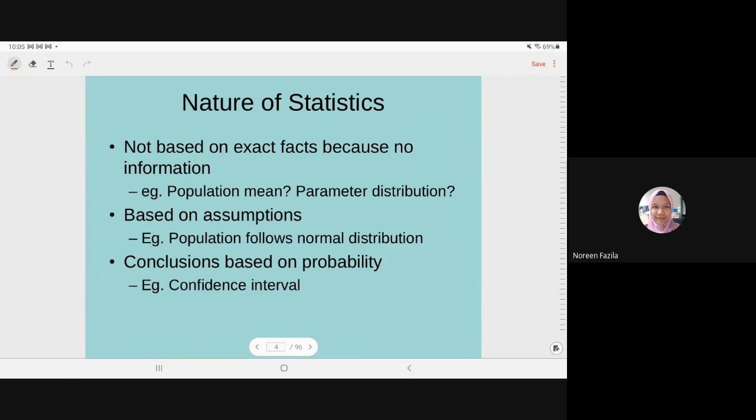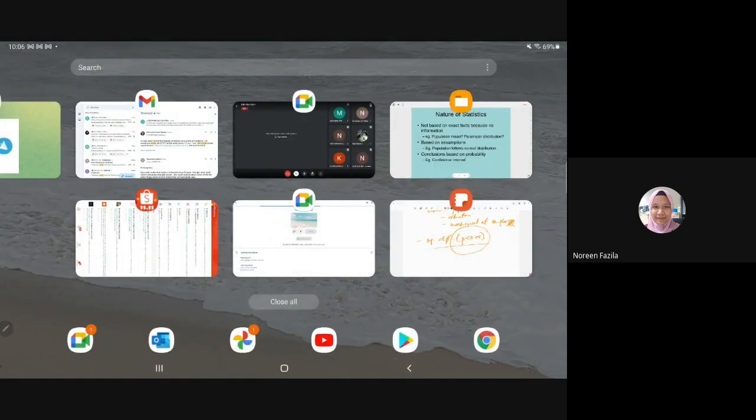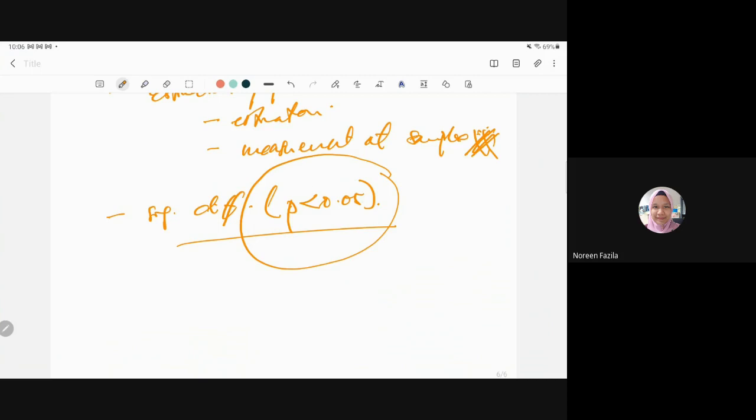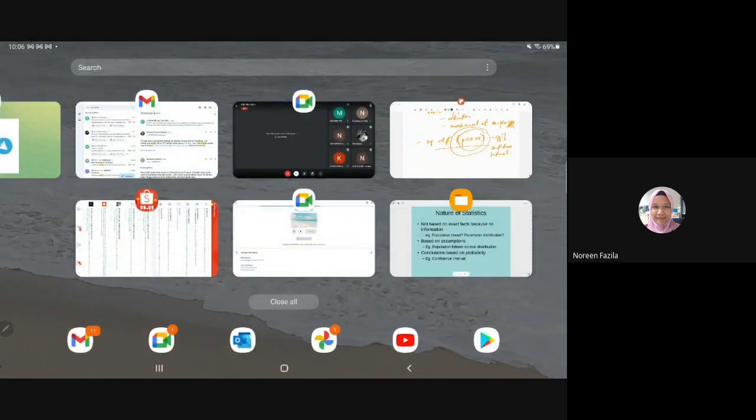It is probable. We do not know exactly. Even though we say that this is different, it is probably different. How probable? 95% probable. That is why it is 0.05. That is the 95% confidence interval. So that is statistics, and we have to know the limitations.